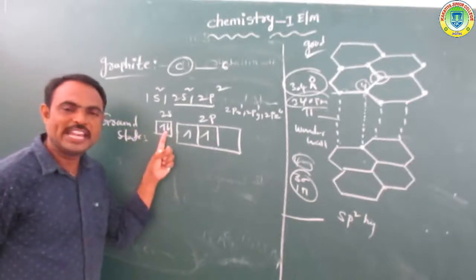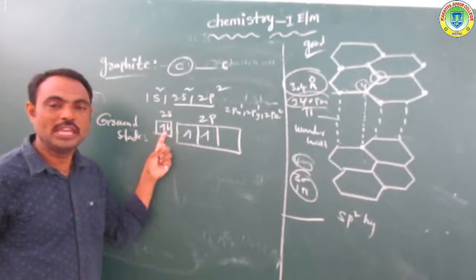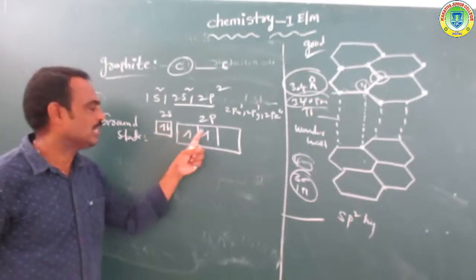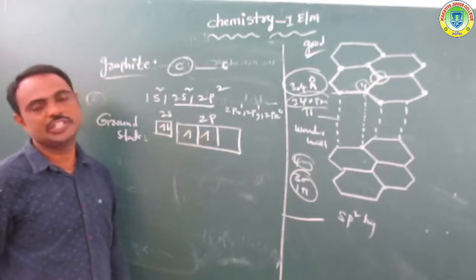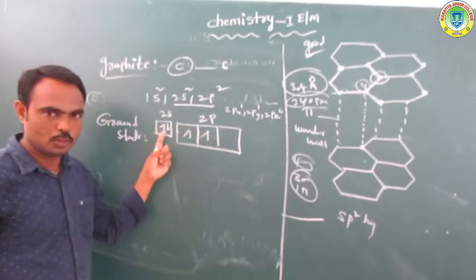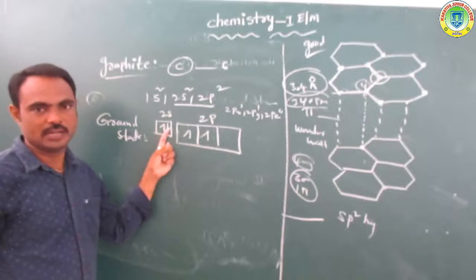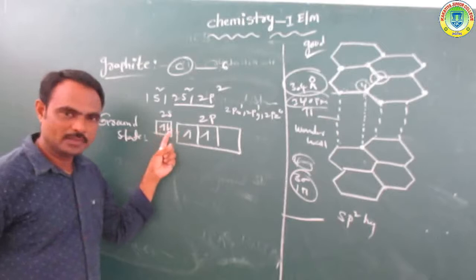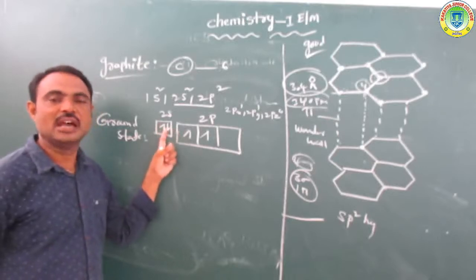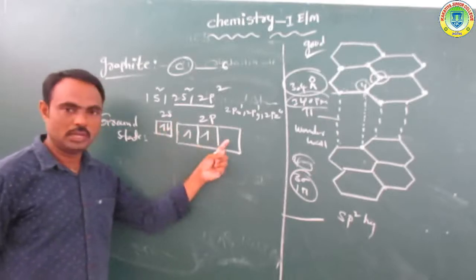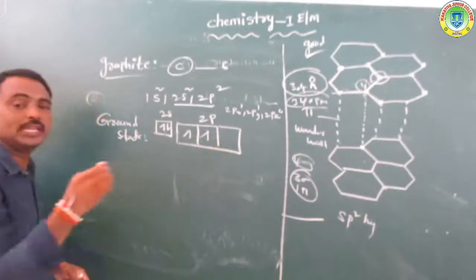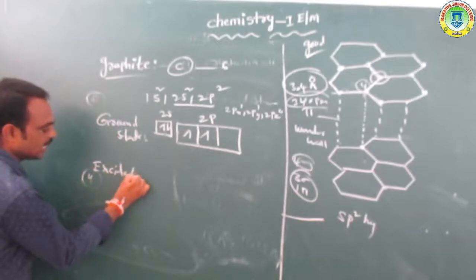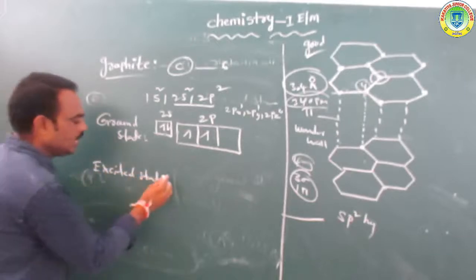When an electron in a lower energy shell absorbs energy, that electron is jumped to a higher energy shell. Suppose it is the lower energy shell, and it absorbs some energy from the surroundings. At that time the electron jumps to the higher energy shell. So it is called the excited state.